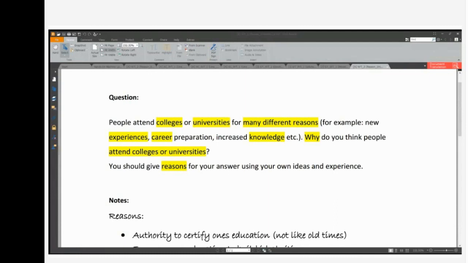Also, we can write at the second line that apart from the career, people seek higher degree or higher studies to gain knowledge, to enhance social status, and learn more about diverse cultures. So these are going to be the main points of our writing. So we just incorporate those things into the introduction.